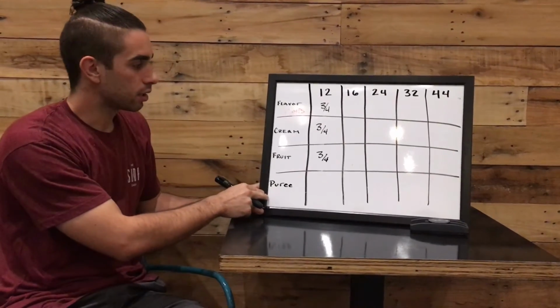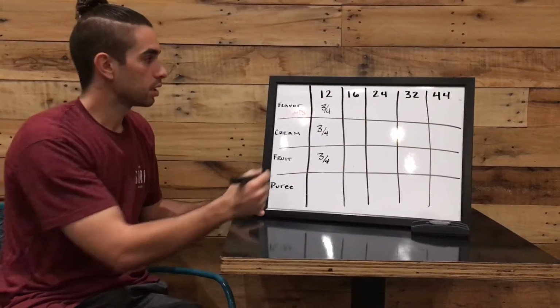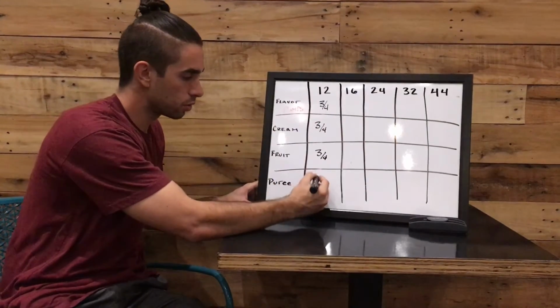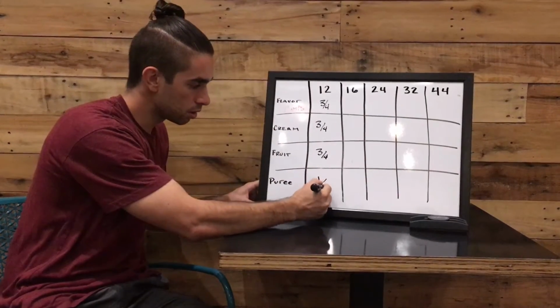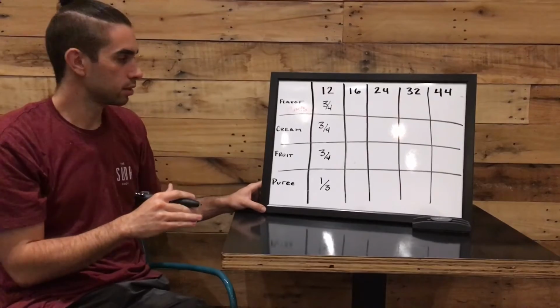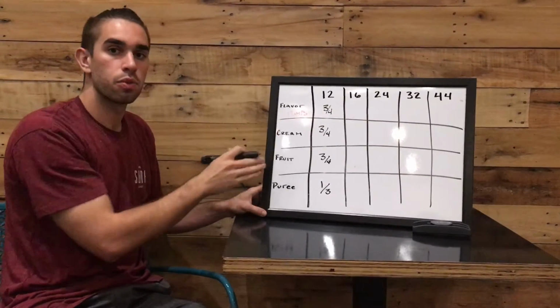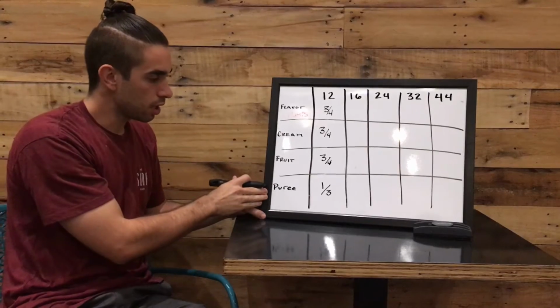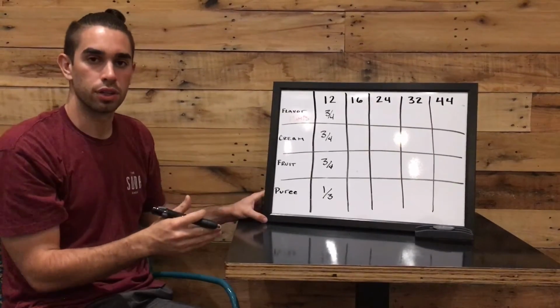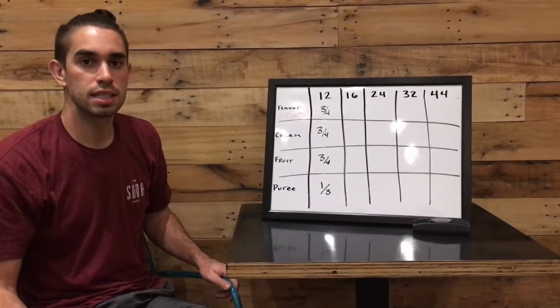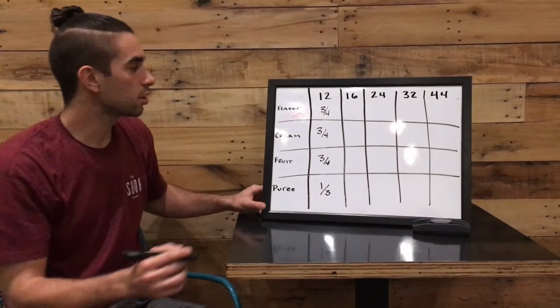Lastly, we have puree. Puree is a little different. In a 12 ounce, we're gonna do 1/3 pumps of puree. So as you can see here, flavor, cream, and fruit are all 3/4. And then puree is a little different with 1/3. Now let's move on to the 16 ounce. Things get a little easier.